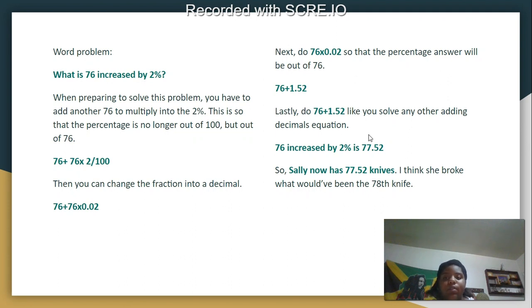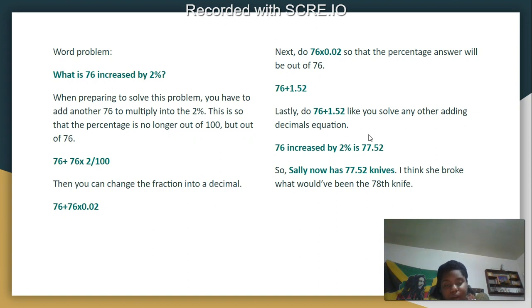1.52. Now you still have to add the original 76. So your rewritten problem would be 76 plus 1.52. Lastly, solve that part like you would solve any other adding decimals equation. And so 76 increased by 2% is 77.52.